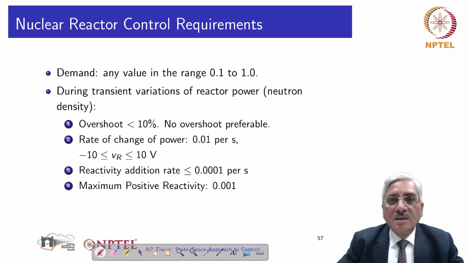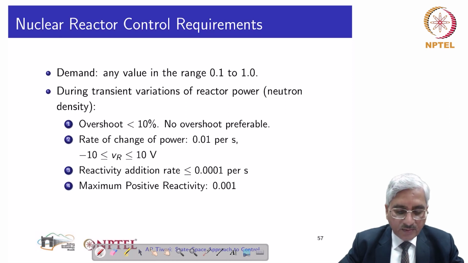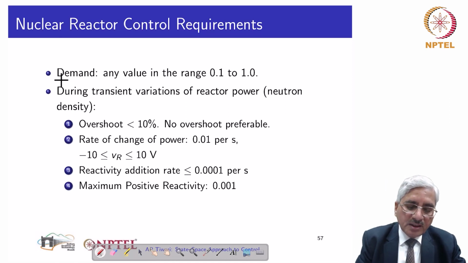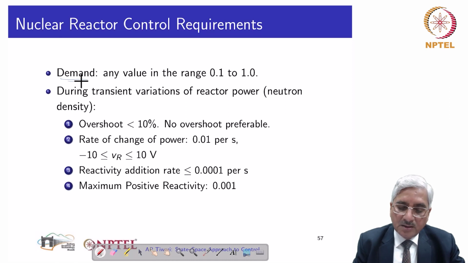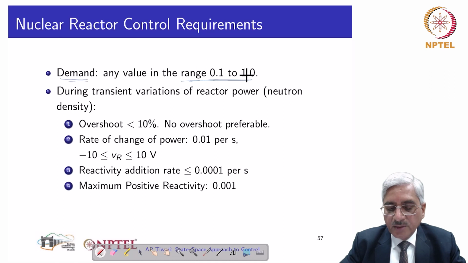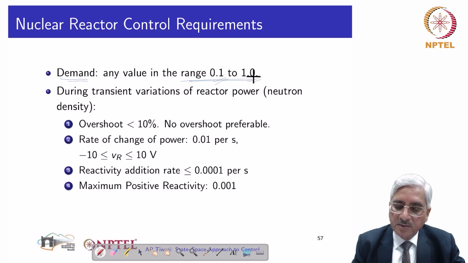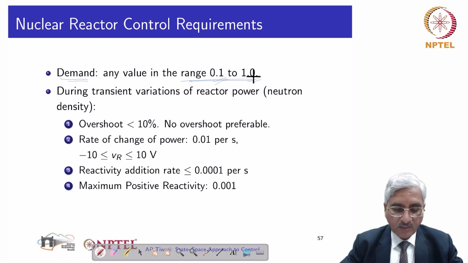Now, after having obtained the model, the job of the control engineer is to explore its time dependence, how it behaves in time for various representative transients. Okay, and there are control requirements. So in a nuclear reactor there is a demand, and for its operation in the linear range, the demand will be anywhere between 10% to 100%, or 0.1 to 1 as a fraction of full power.